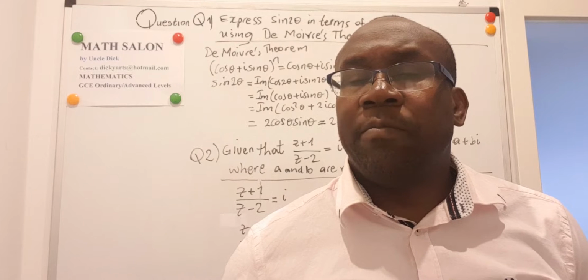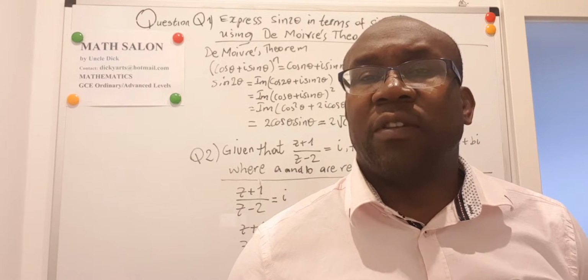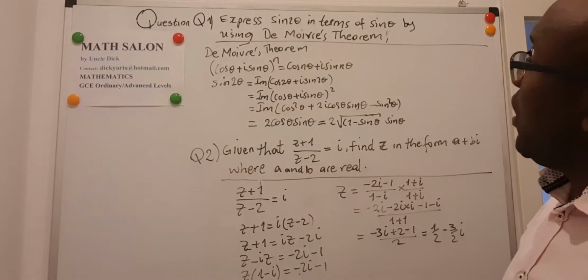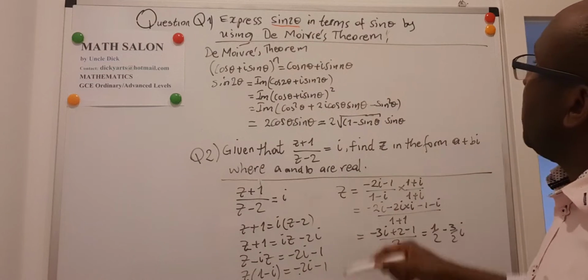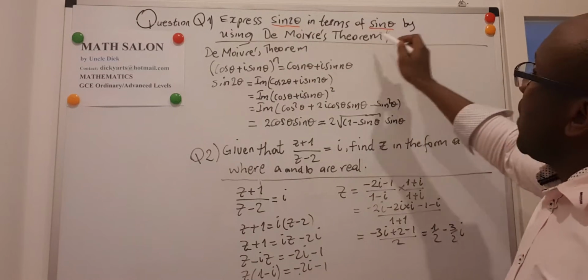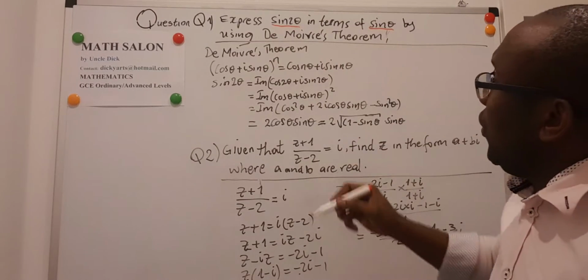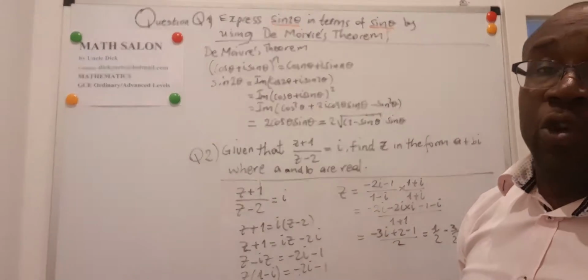I'm Dr. Mendem and we'll be looking at some questions on complex numbers for the advanced levels. So the first question that we have on the board is express sine 2 theta in terms of sine theta by making use of De Moivre's theorem. So the first thing is maybe we remind ourselves a little of what De Moivre's theorem means.